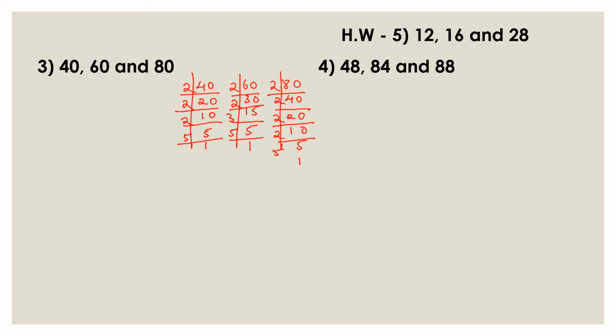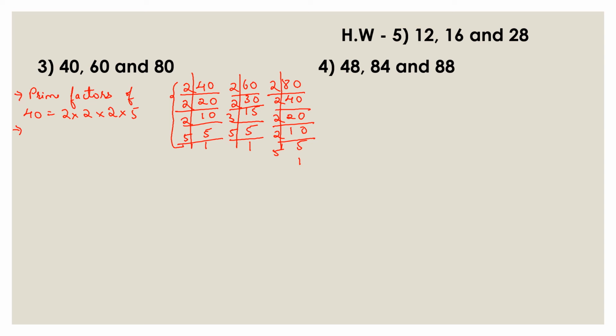So let's write here the prime factors of 40. So what you can observe here, what are the prime factors of 40? 2 into 2 into 2 into 5. Let's move to the next one.